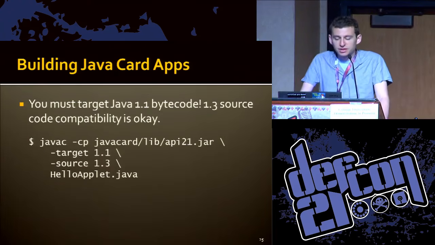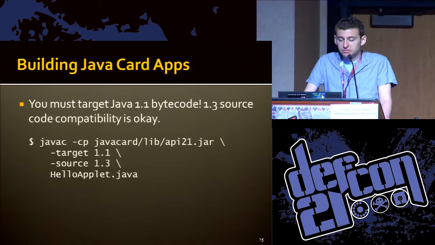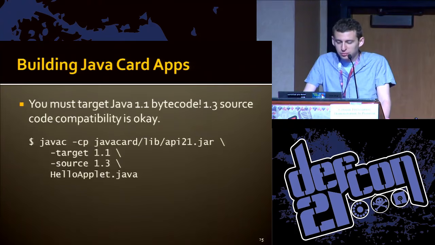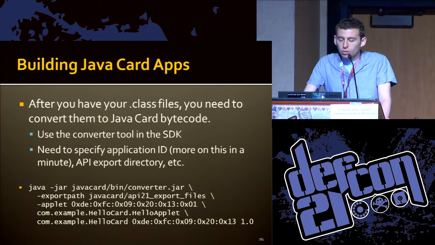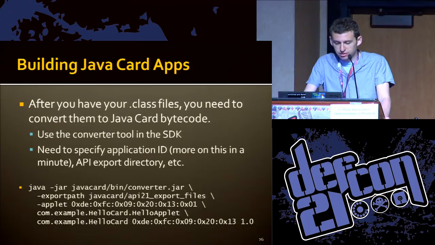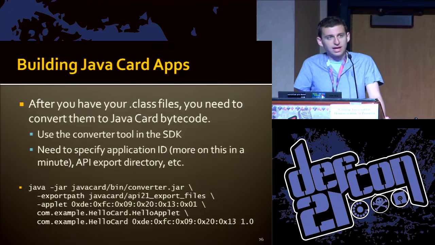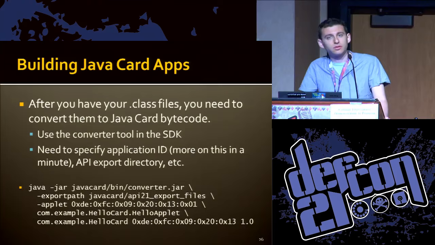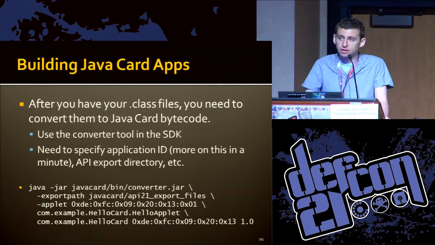So to build Java Card apps, you have to target an older version of Java, but you start out using the standard compiler, so targeting 1.1 bytecode and 1.3 source compatibility. Once the standard Java compiler creates the class file, you then need to convert it to something that is compatible with Java Card, and the SDK includes a tool to do that. There is an application ID we mentioned earlier, since you can have multiple apps on a card, so this is where you specify the ID that your app is going to use.